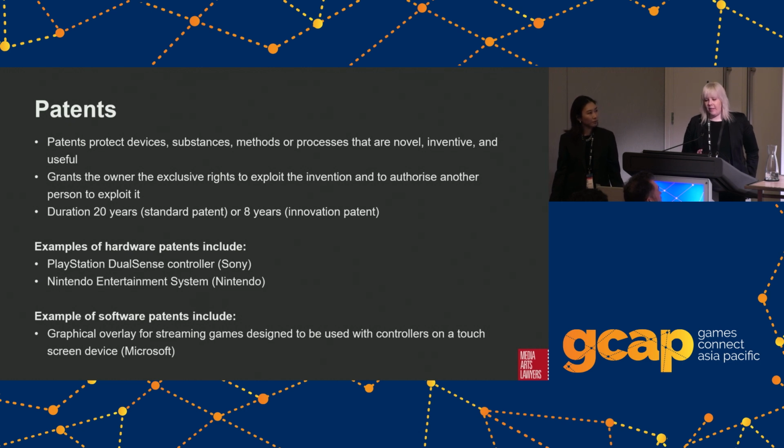And then software patents are much less common, but an example of one that Microsoft has is a graphical overlay for streaming games designed to be used with controllers on a touchscreen device. So that's quite complicated. But basically, patents protect devices, substances, methods, or processes that are novel, inventive, and useful. It grants the owner exclusive rights to exploit the invention and authorise someone else to do so. So that's quite similar to copyright and trademarks as well. It's shorter duration. The duration is 20 years for a standard patent or 8 years for an innovation patent.